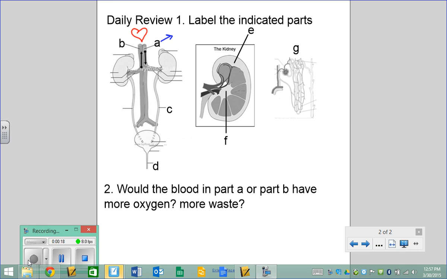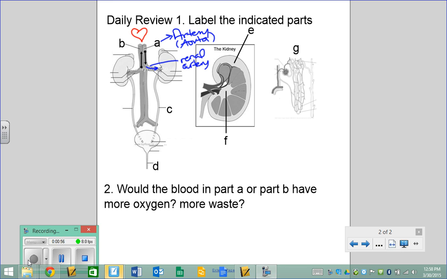Part A, since it's showing the blood coming away from the heart towards the kidney, is an artery. Now, since I pointed to the piece of the artery that isn't yet branching off, it's technically not the renal artery yet. This big piece of artery is your aorta. When it gets over here, that's when it's your renal artery. Now, if you recognize that it was an artery, that would be my main point of interest right now.